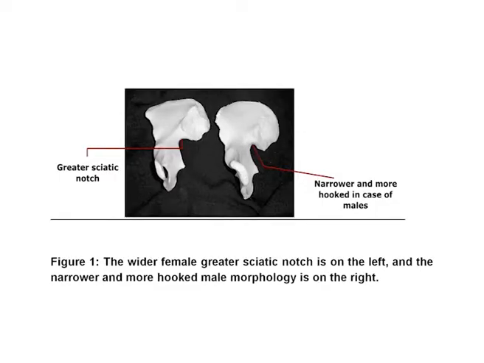Now, to explain this phenomenon, this figure 1 deals with the depiction of both male and female skeletal morphology. In figure 1, you can see the wider female greater sciatic notch on the left and the narrower and more hooked male morphology on the right side.